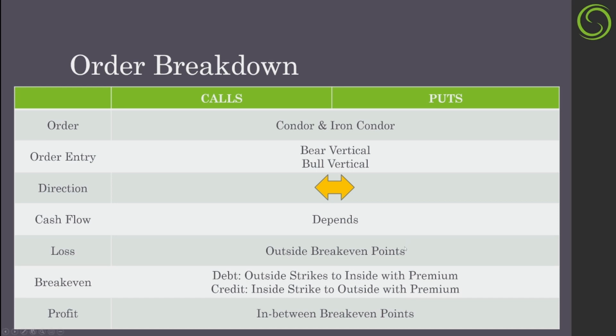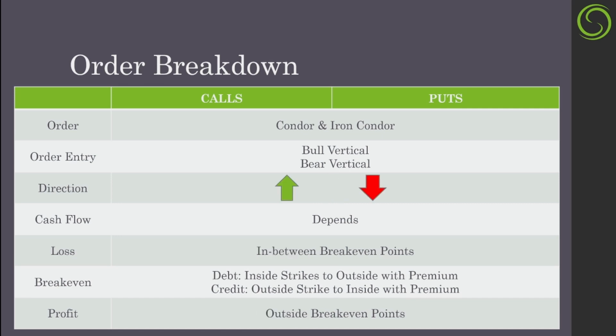Now the loss on a sideways condor is going to be anything outside the break-even points. To find the break-even points, if we have a debit condor, it's going to be the outside strikes to the inside with the premium. Or if it's a credit condor, we're going to have inside strikes to the outside with the premium. And then anything in between the break-even points is going to be our profit.